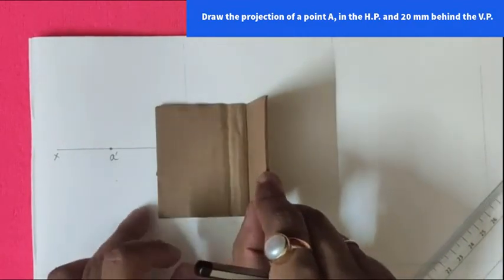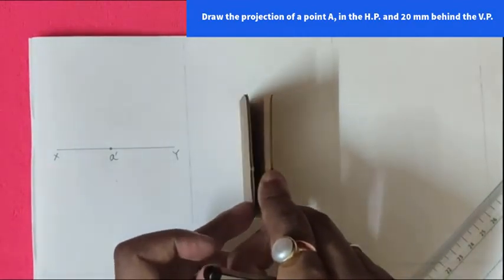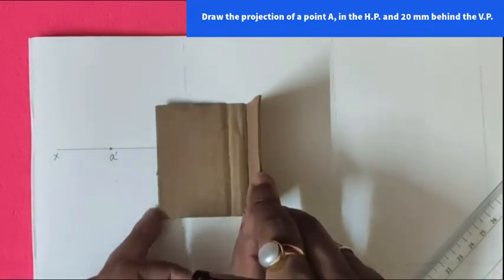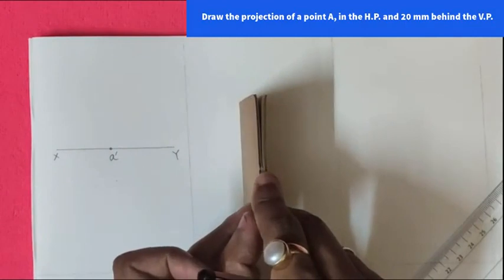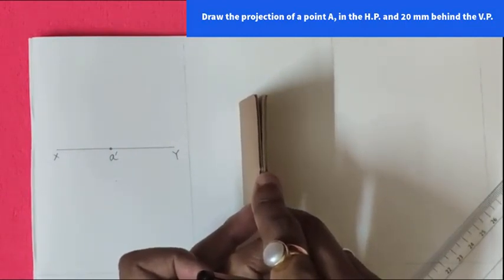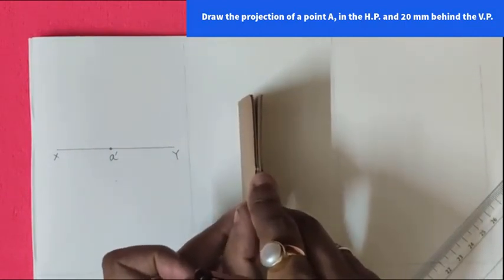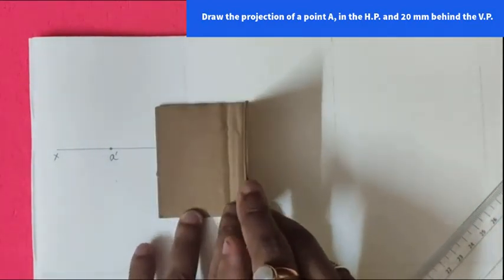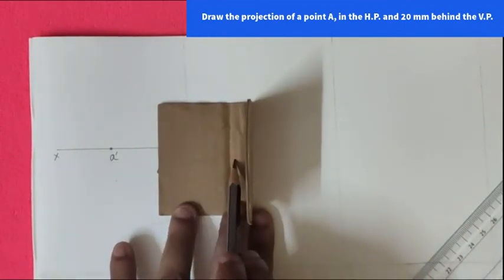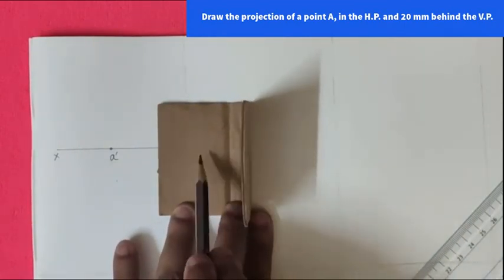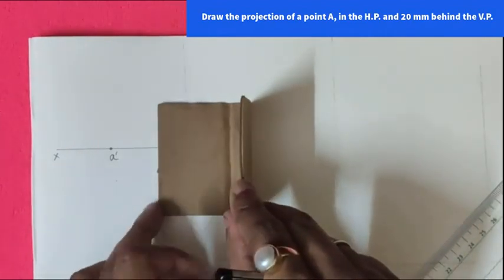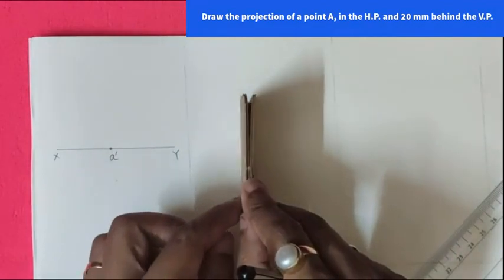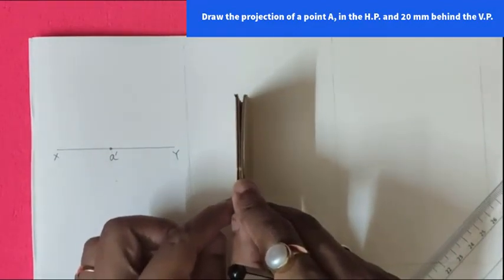Then what we will do? We will rotate the plane. When we rotate, the point that was here has been shifted to the vertical plane. That means it is above the XY line. So our top view will be above the XY line. What distance? That distance we get from this: 20 mm. So it will be around 20 mm above the XY line.